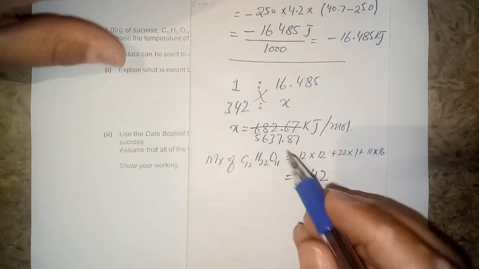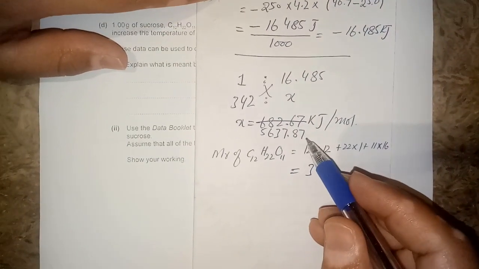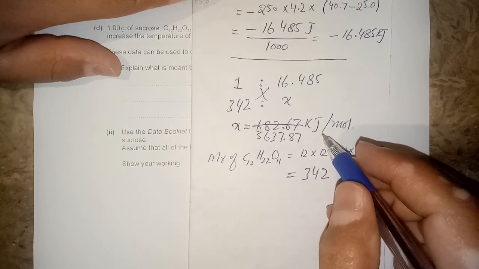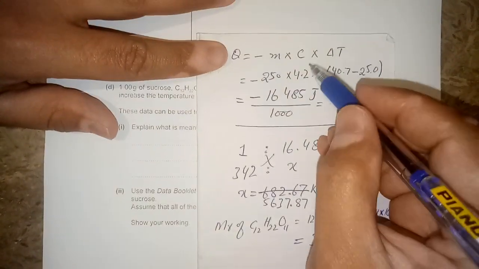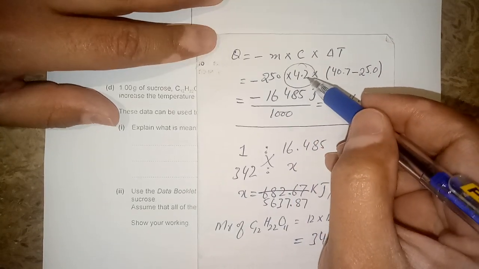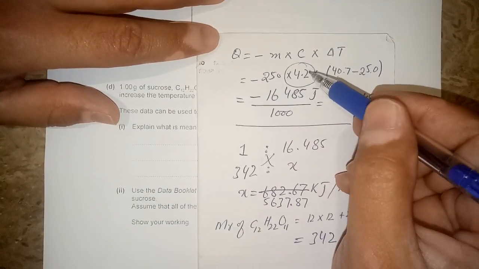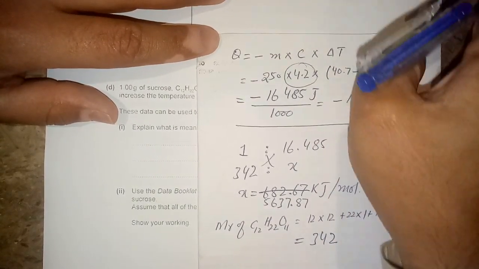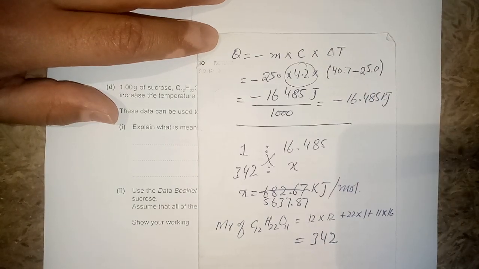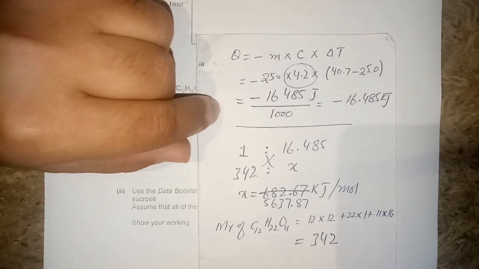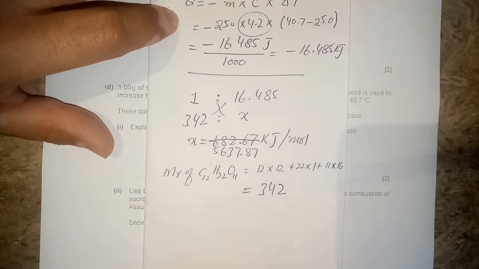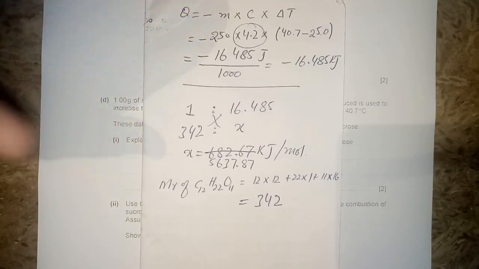Okay, so you get the answer 5637.87. Your answer may vary with the examiner mark scheme depending upon the value we used here. If you use 4.18 or the value according to the data booklet given in that relevant paper, you may get slightly different values. But the procedure remains the same, so try to understand the procedure.